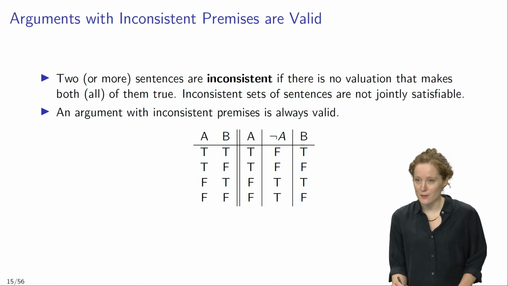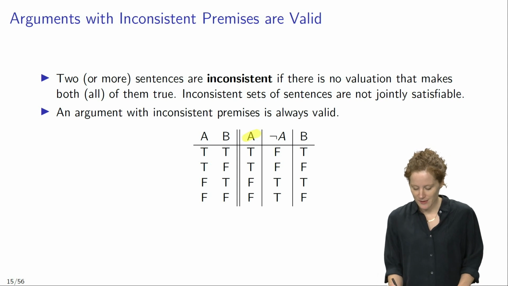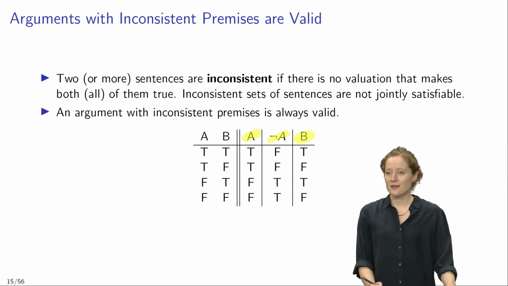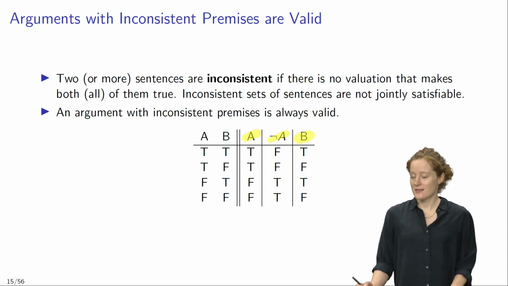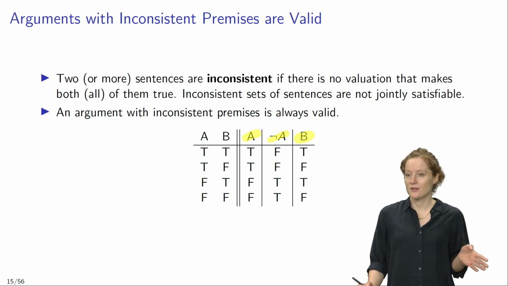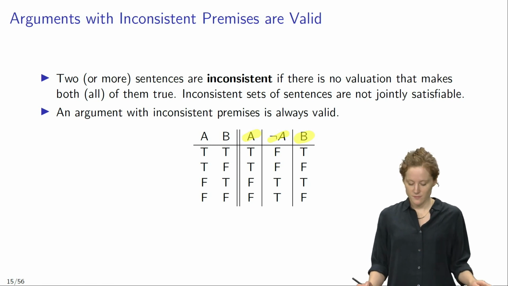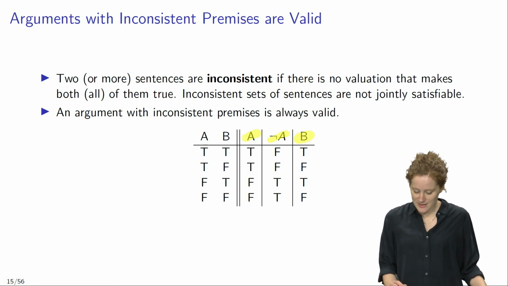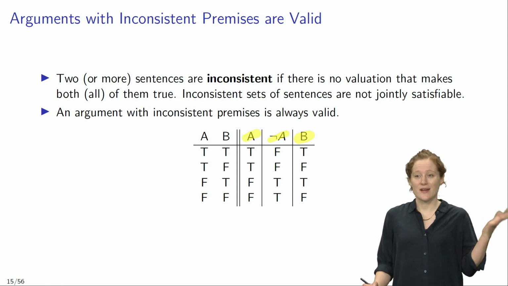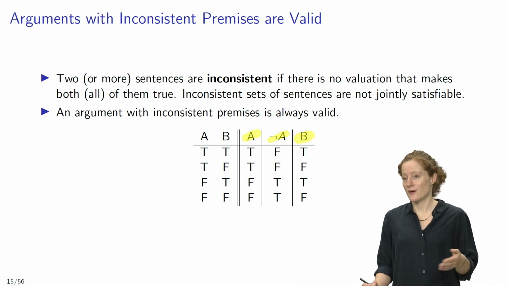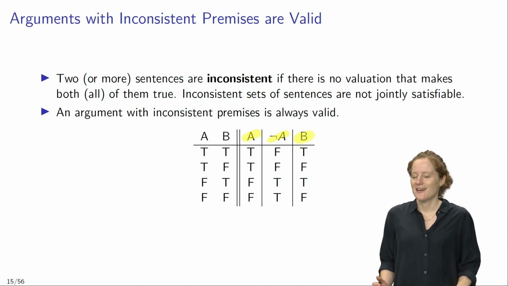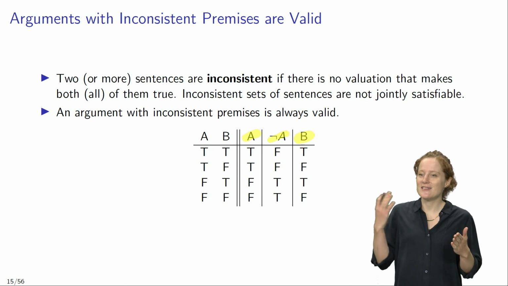Here we are seeing the truth table for an argument with 2 premises, A and not A, and the conclusion is B. Now this argument is valid if and only if in every line of this truth table where both premises are true, the conclusion is true as well. And if you now look at the truth table, you will see that there simply is no line in which both premises are true. When A is true, not A is false, and when not A is true, A is false. So that means that vacuously, every line in which both premises are true is a line in which the conclusion is true.